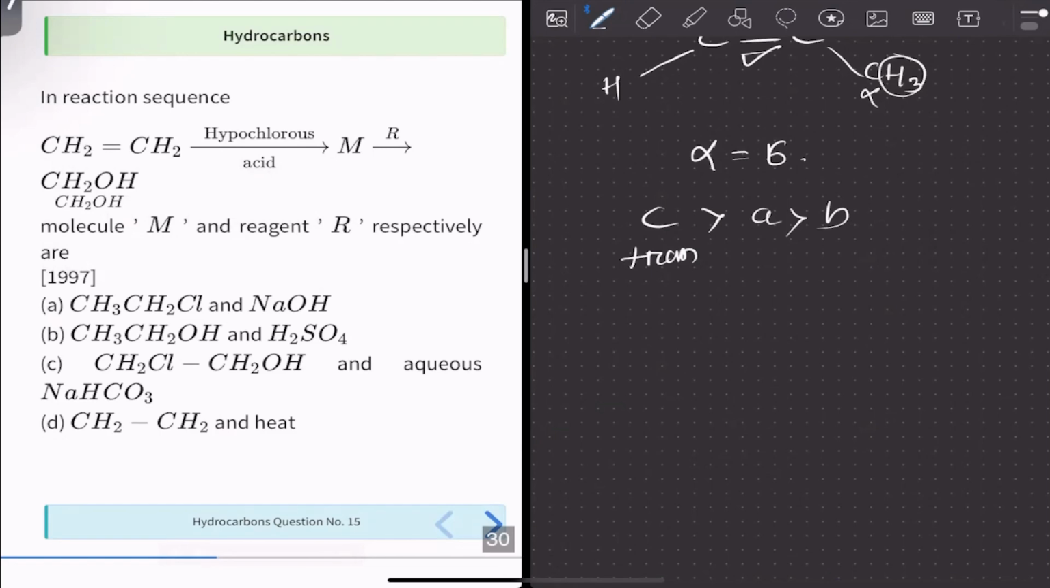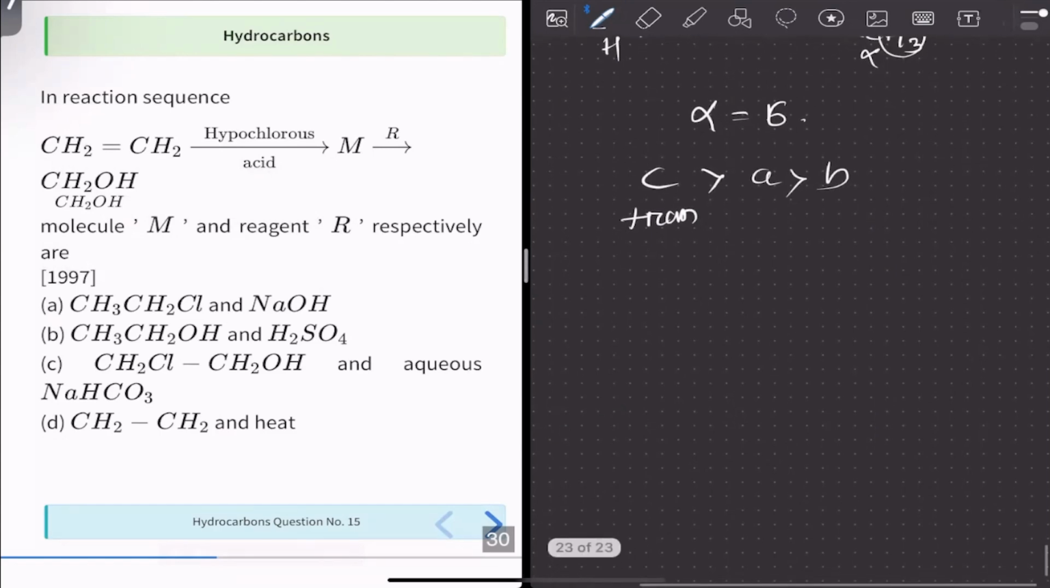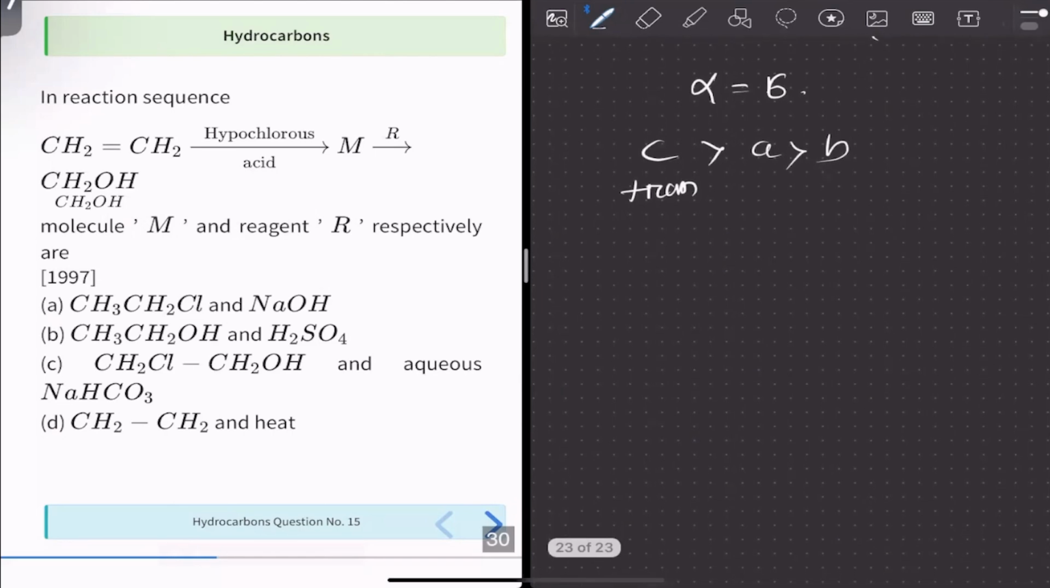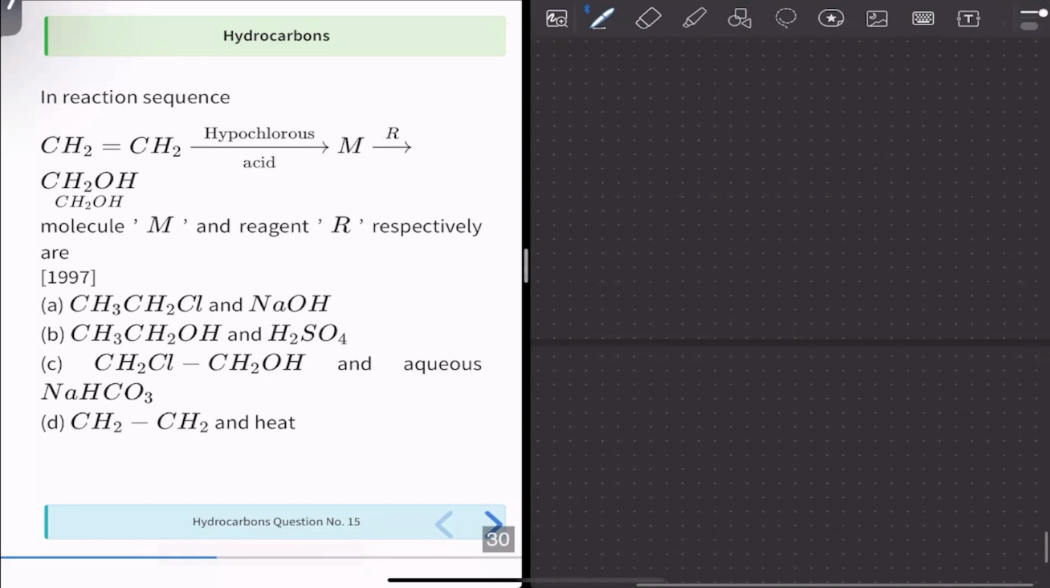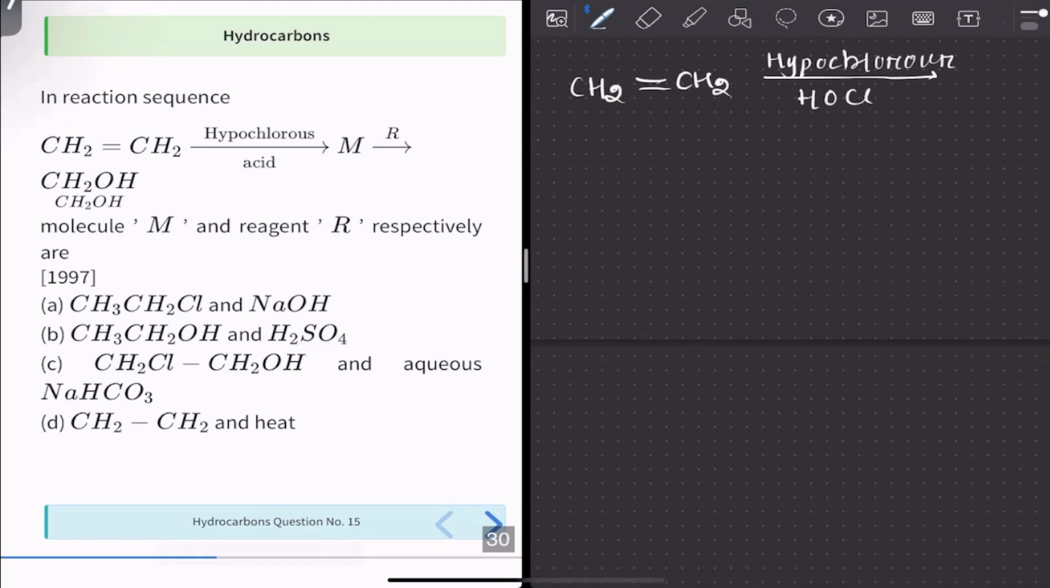Let's move on to question number 15. In the reaction sequence, let's write the reaction. CH2=CH2 with hypochlorous acid gives rise to M. M reacts with R and gives rise to CH2OH-CH2OH, that is glycol. CH2=CH2 reacts with hypochlorous acid, that is HOCl. What will be the M compound?